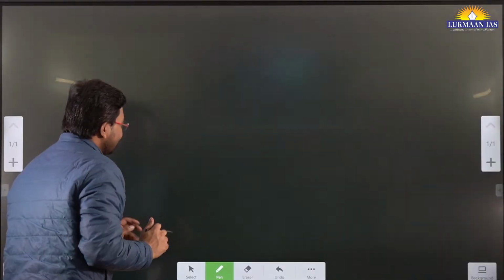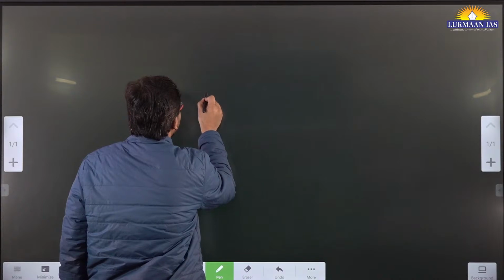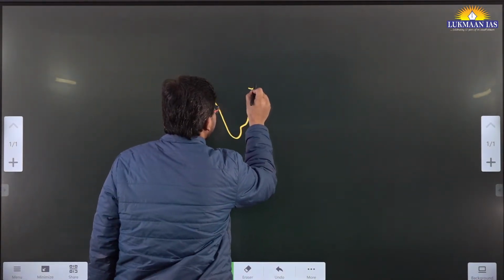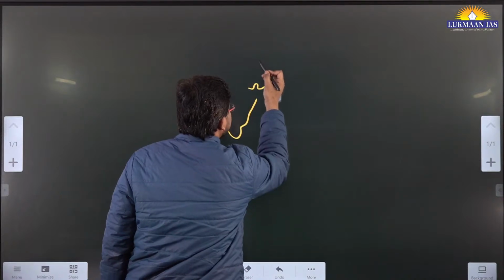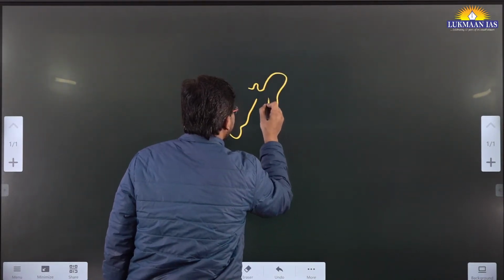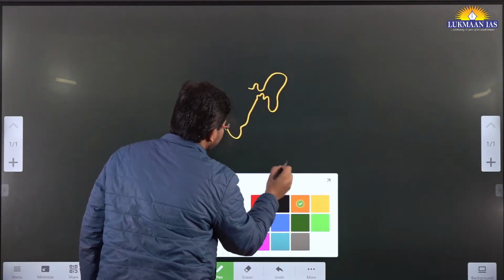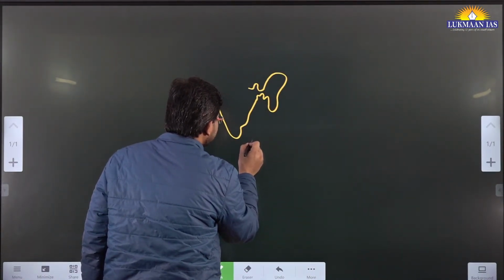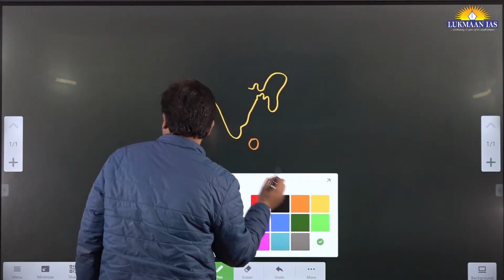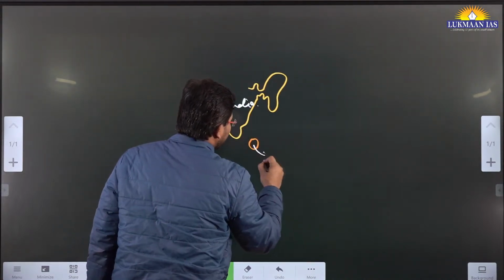For your clear understanding, let me quickly draw the map of the southern portion of India. This is the map of India. Over here we have another country that is located. The name of this country is Sri Lanka. So this is the map of India, and this is the map of Sri Lanka.